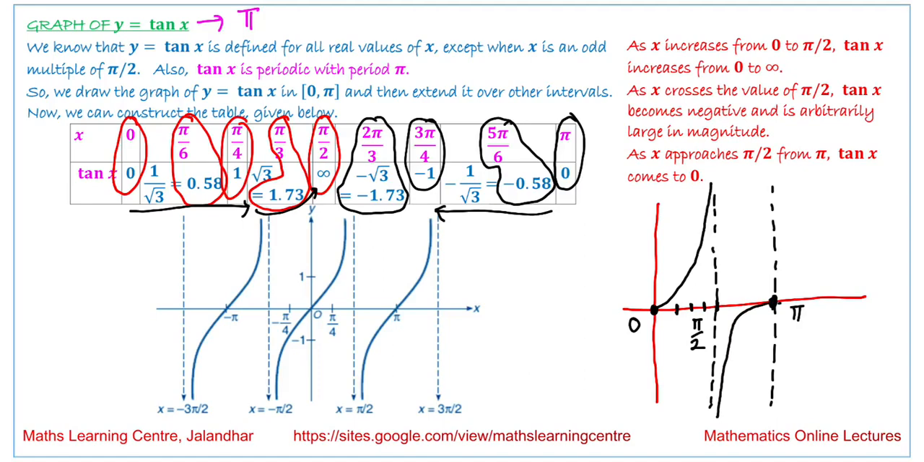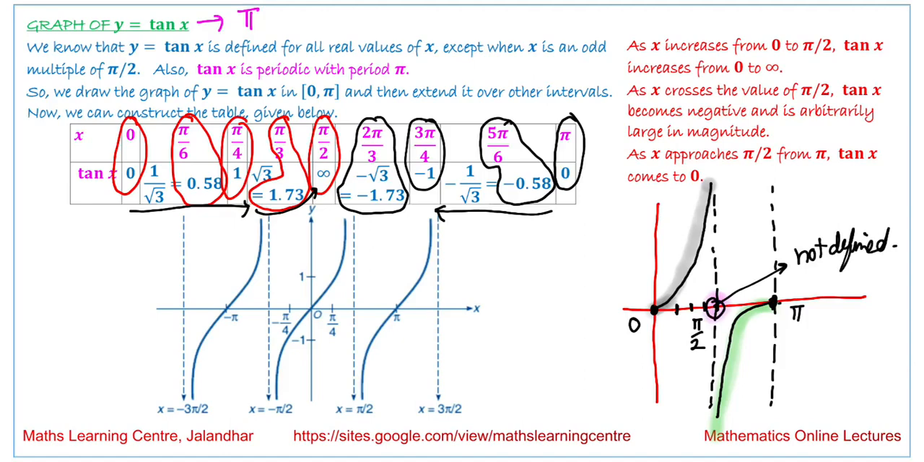From the interval 0 to pi by 2, the values are increasing. And when we talk about the values from pi by 2 to pi, these values are increasing from minus infinity. So this function is not defined for the value pi by 2. This function is not defined at this value, and it is not defined in this region.